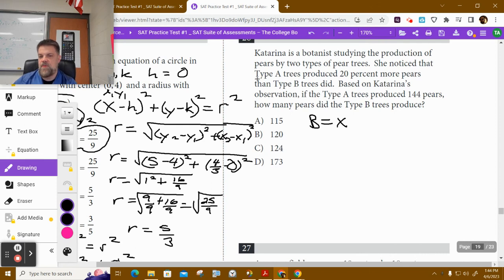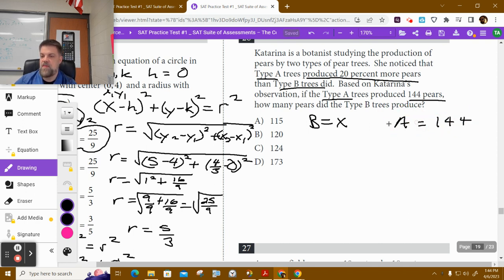So let me reread this. It says that Katrina is a botanist that works on two types of pear trees. Type A produced 20% more pears than Type B did. Based on Katerina's observation, Type A produced 144. Okay, so we know that A produced 144.